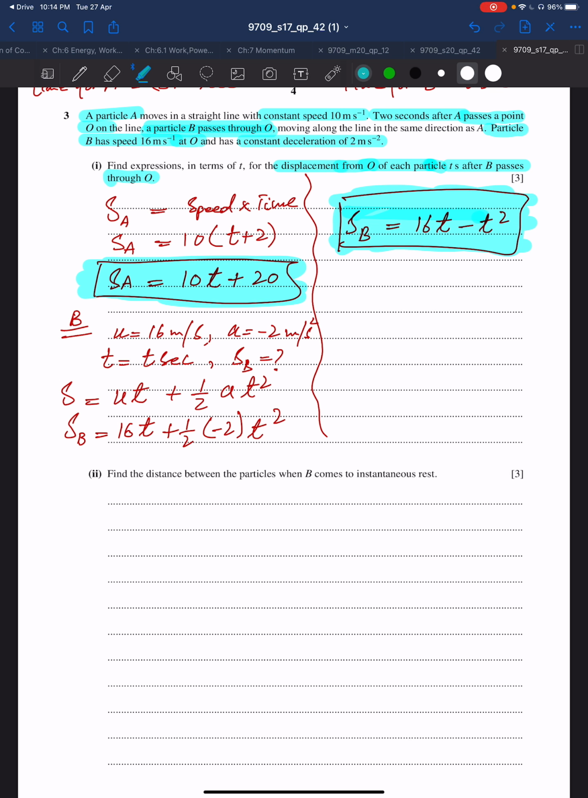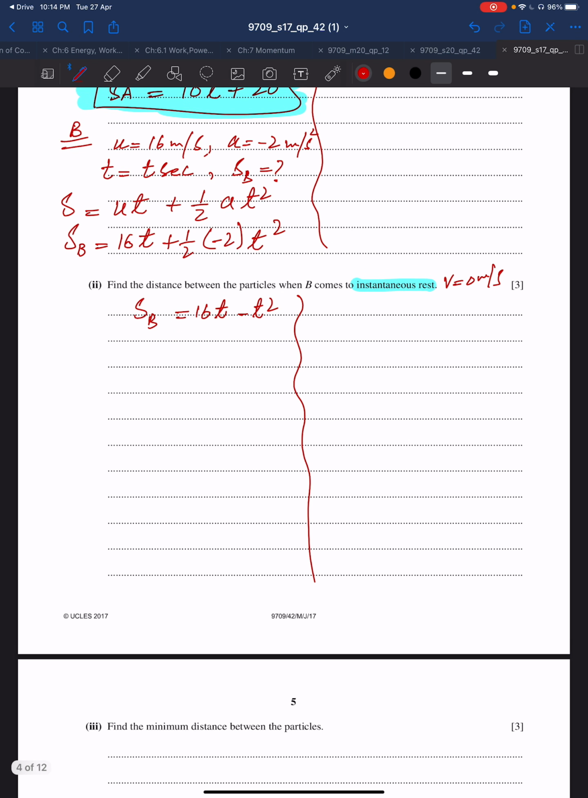So what is meant by instantaneous rest? That means the velocity becomes zero, 0 meters per second. So we have the displacement of B. What is S of B? That is equal to 16t minus t square.